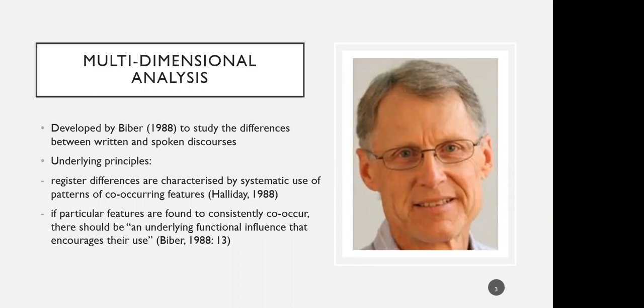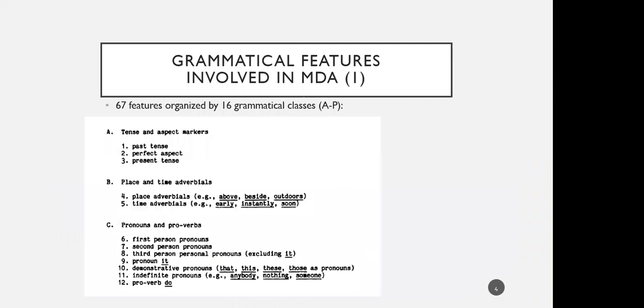No problem. Okay, so the slides that follow demonstrate the features that were suggested by Douglas Biber for his multi-dimensional analysis. So in fact, there are 67 features in total, which are organized by 16 grammatical classes. So the first grammatical class, as you can see on the slide, is called tense and aspect markers, and it includes past tense, perfect aspect, and present tense.